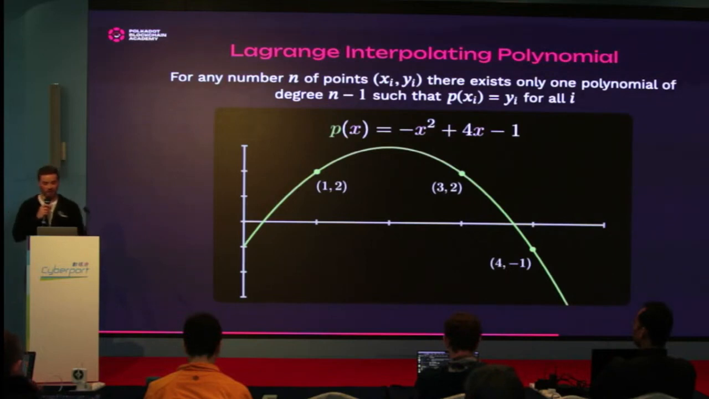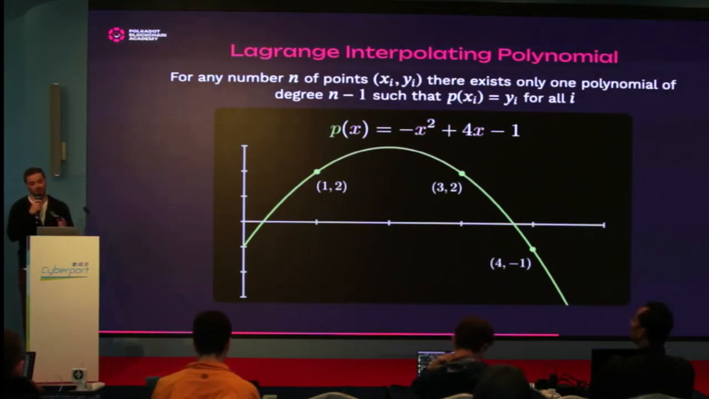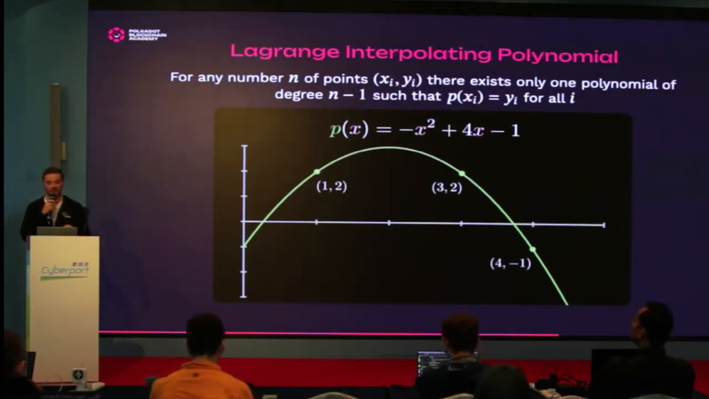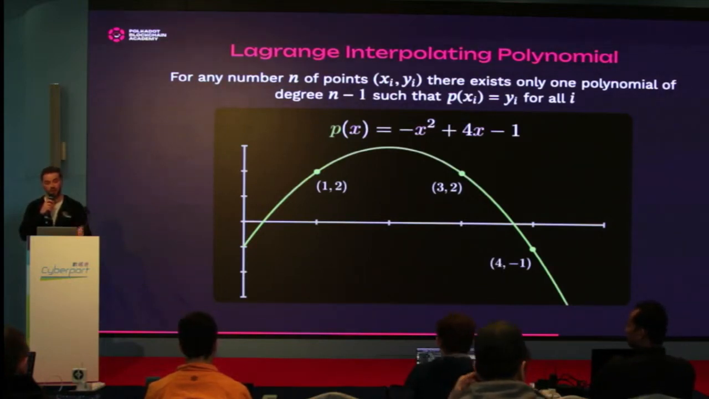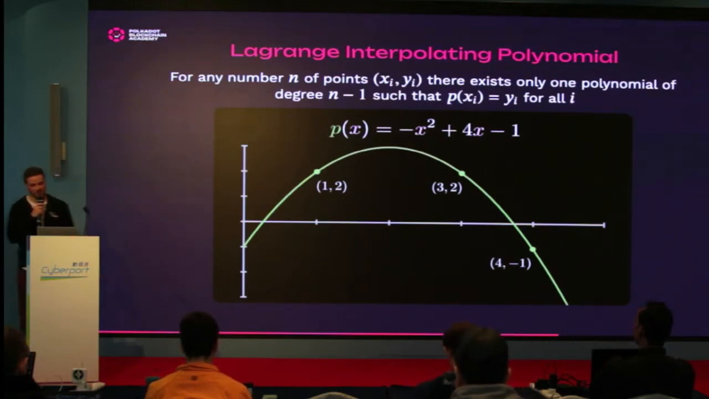So in this case, we have 3 points, like (1, 2) would be x1, y1, then (3, 2) might be x2, y2, and (4, -1) might be x3, y3. And those 3 points are only passed through by a single function that has, say, x to the power of 2 and fewer. So if x squared is the largest power of x, then this is the only function that would cross through those 3 points. That is extremely important for our retrieval of data later.